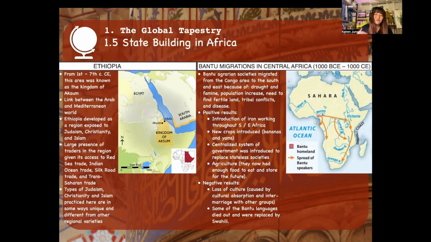The negative results were that there was a lot of cultural absorption and intermarriage with other groups, and so there was relatively a loss of culture, a loss of cultural consistency and diversity. Some of the Bantu languages died out and were replaced with this syncretic language, Swahili.